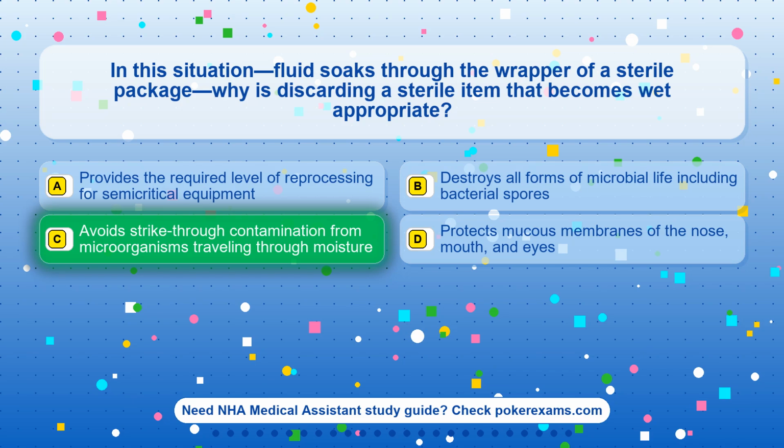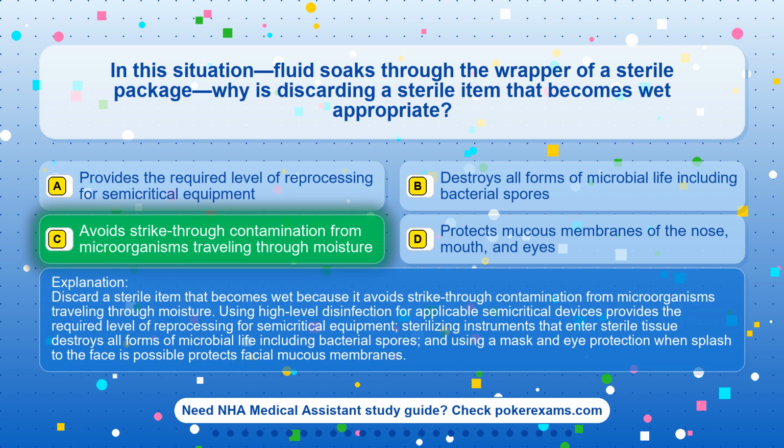The correct answer is option C, avoids strike-through contamination from microorganisms traveling through moisture. Discard a sterile item that becomes wet because it avoids strike-through contamination from microorganisms traveling through moisture. Using high-level disinfection for applicable semi-critical devices provides the required level of reprocessing for semi-critical equipment. Sterilizing instruments that enter sterile tissue destroys all forms of microbial life including bacterial spores. And using a mask and eye protection when a splash to the face is possible protects facial mucous membranes.